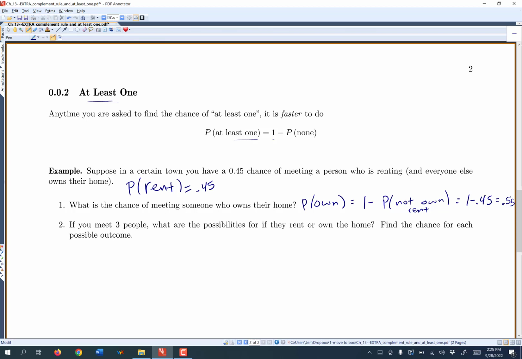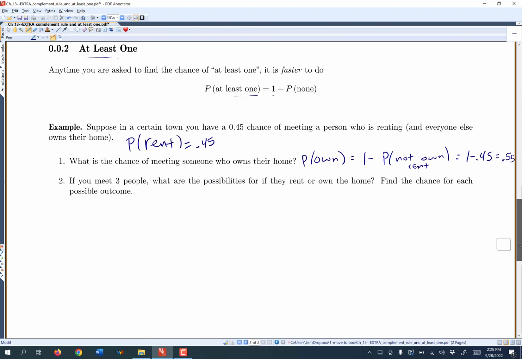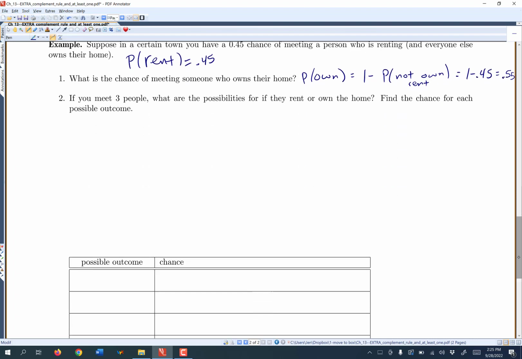Let's try part 2. If you meet 3 people, what are the possibilities for if they rent or own their home, and find the chance for each possible outcome? So this is just a preliminary step. This is something we haven't shown you how to do. It's not something you have to do in this class. We do it in other and more advanced statistics classes. But I'm going to show you so that the at least one rule makes sense to you.